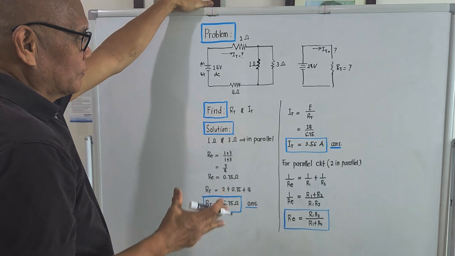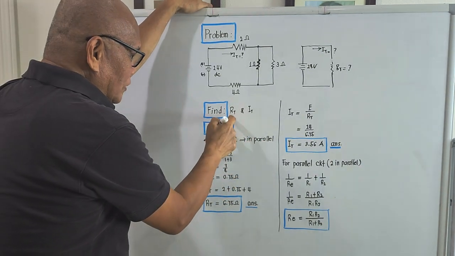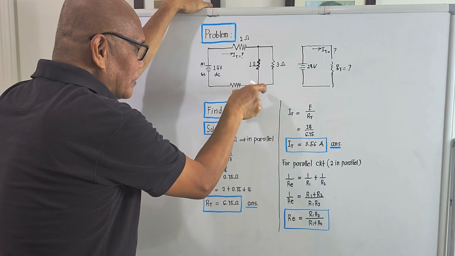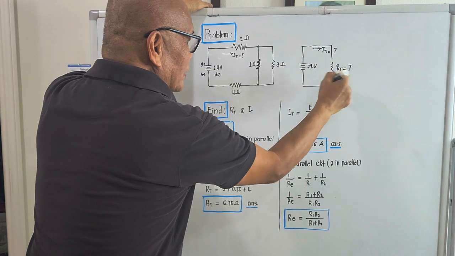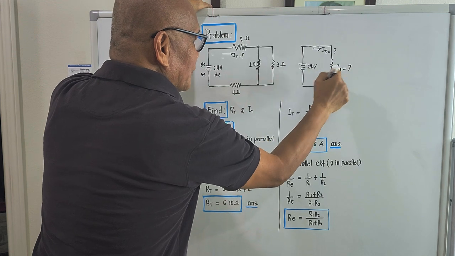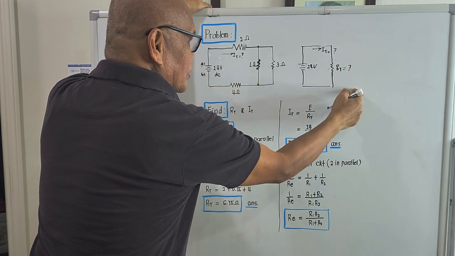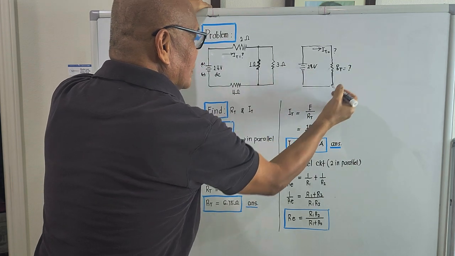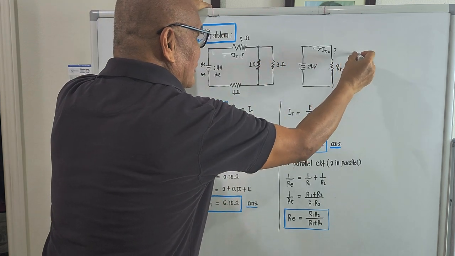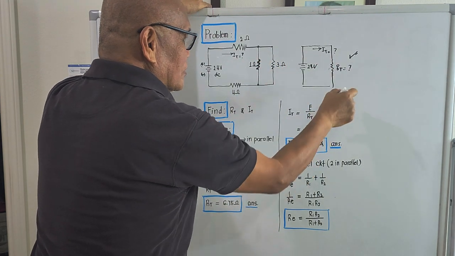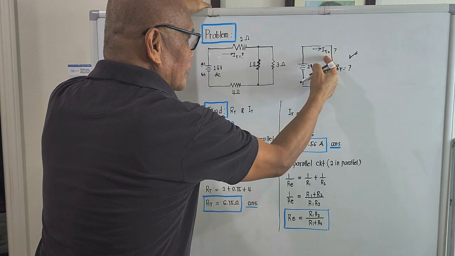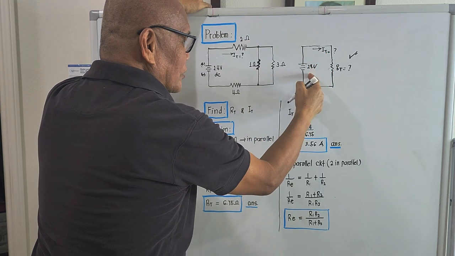So to solve for R total and I total, we have to simplify the given circuit to something like this, in which this portion here will now be a single resistance with the value R total. If we simplify this, the simplification will be this one. The problem is asking for the value of the total resistance and the total current if the DC voltage source is 24 volts.